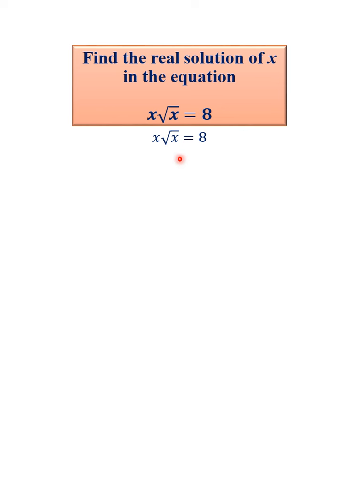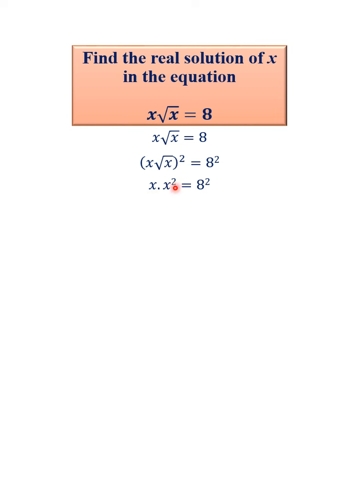And if we do that, we are going to have x root x all raised to power 2 equals 8 raised to power 2. x raised to power 2 gives us x squared, and root x raised to power 2, the square will cancel the square root and we'll be left with x. So we'll be having x times x squared, and that will be equal to 8 raised to power 2.